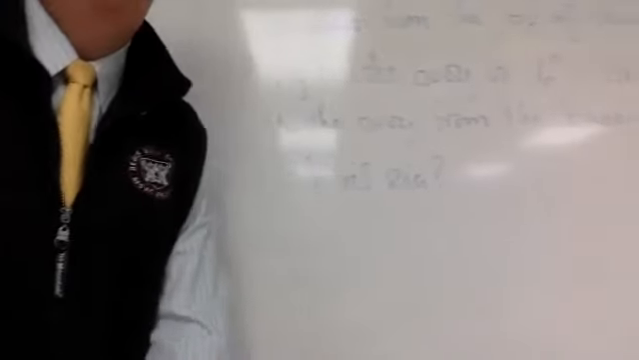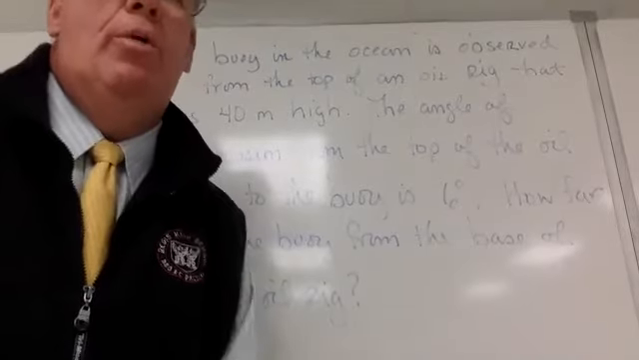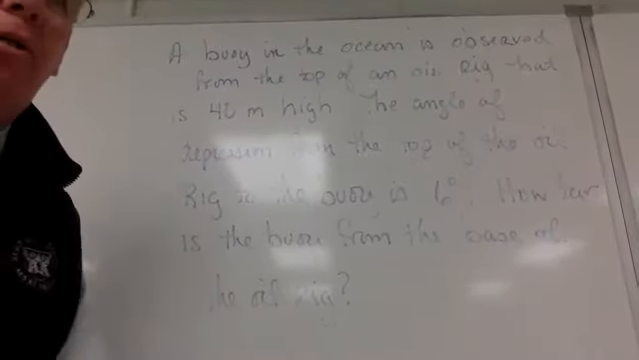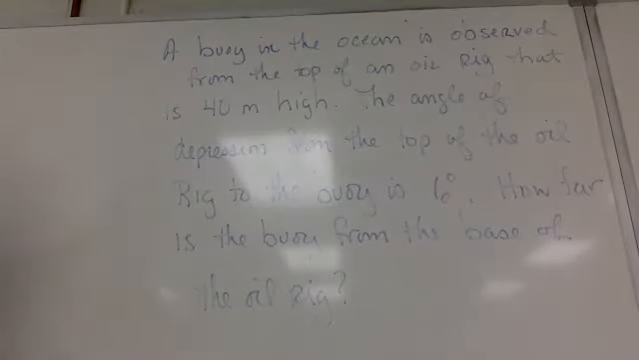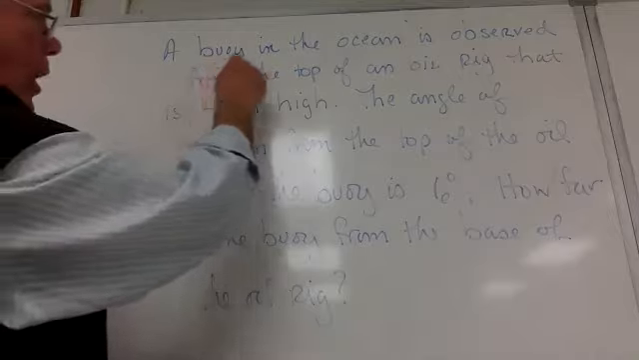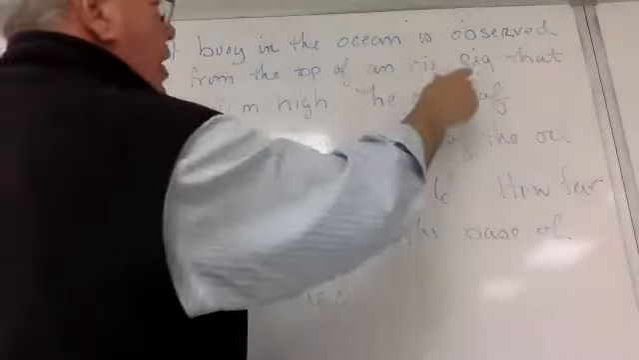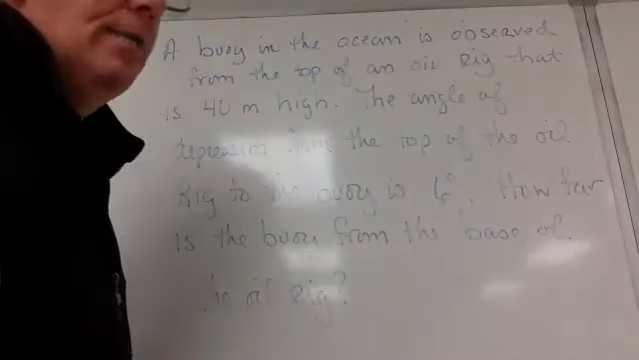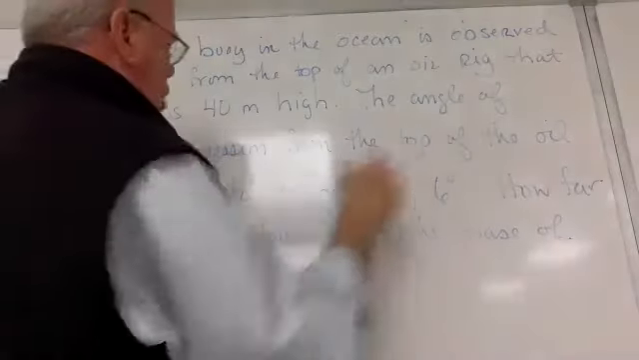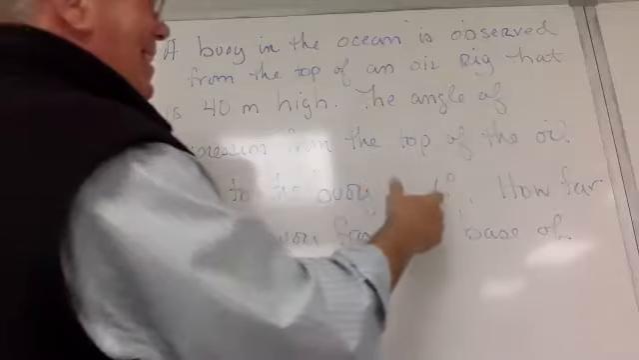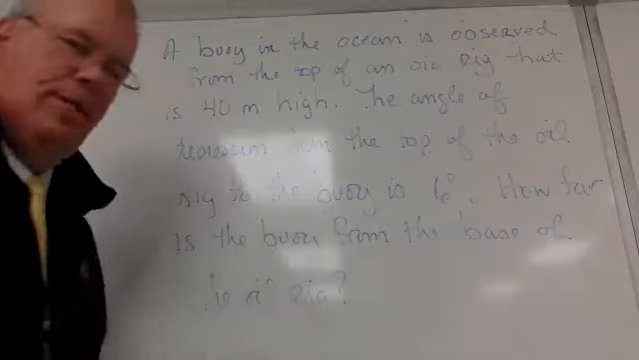Second one. Now we're going to talk about the angle of depression, and I just want to make sure you don't make the mistake they want you to make. Ready? A buoy in the ocean is observed from the top of an oil rig that is 40 meters high. The angle of depression from the top of the oil rig to the buoy is 6 degrees. How far is the buoy from the base of the oil rig?